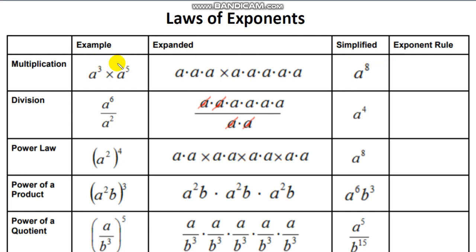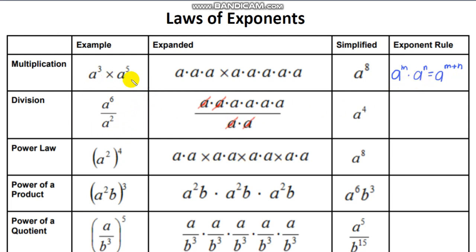So here's an example. If we have a cubed times a to the fifth, that's the same thing as a times a times a times a times a times a times a times a. If you multiply all these together, you get a raised to the 8th power. In other words, you have a 3 and a 5 here, so you add those exponents. 3 plus 5 is 8. So the exponent rule is a raised to the m power times a raised to the n power is the same thing as a raised to the m plus n. In other words, you add the exponents.